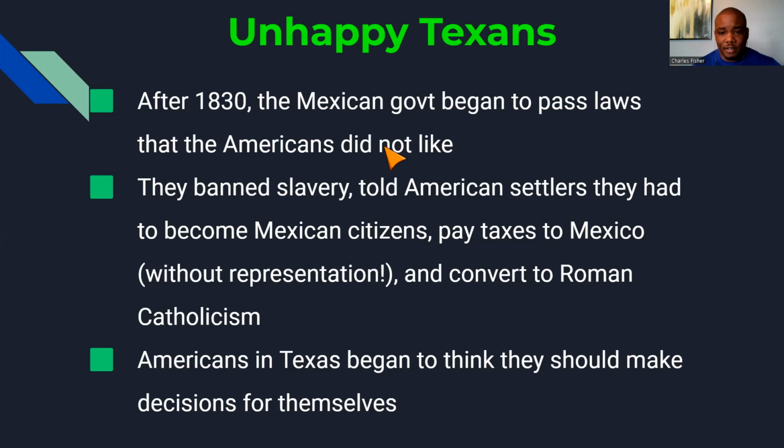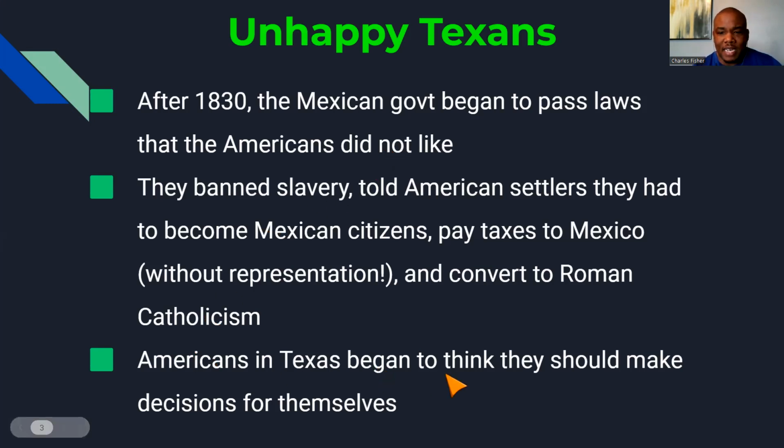And they had to convert to Roman Catholicism. Another thing Americans get angry about. If they told you now you have to change religions, everybody would get pretty teed off. So lots of reasons for Americans to get angry. We don't like being told what to do. In this case, we have to give up our citizenship, pay unfair taxes to the Mexican government, and convert to Catholicism, which back then was an unpopular thing in America.